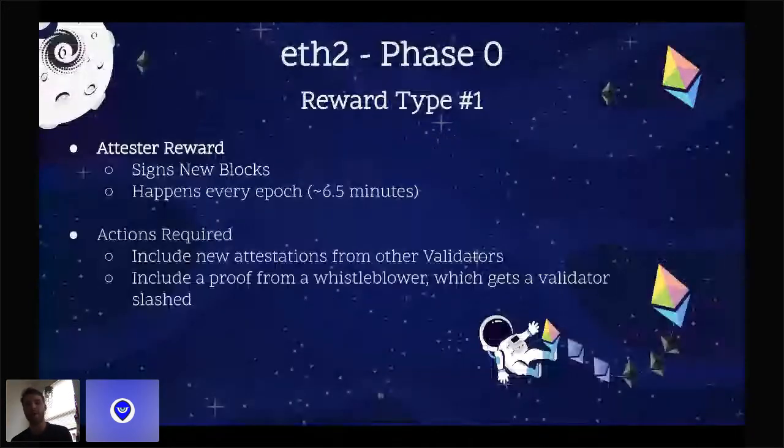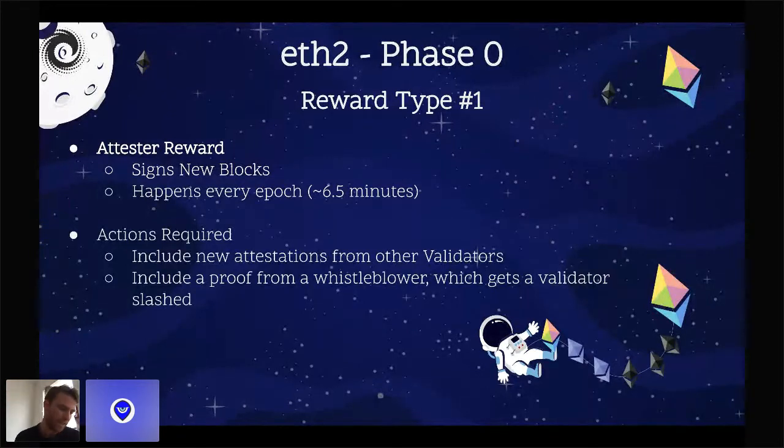Our attester reward, again tying back to some of the things we talked about, is a very simple form. An easier way to think of this is signing new blocks. This happens every epoch. Actions required are that I need to include attestations from other validators. I need to include proof from a whistleblower if there is one, which eventually will end up getting a validator slashed. So essentially, while attesting, I'm also here to help clean up the streets of ETH2, you could think of it, and police the bad guys.